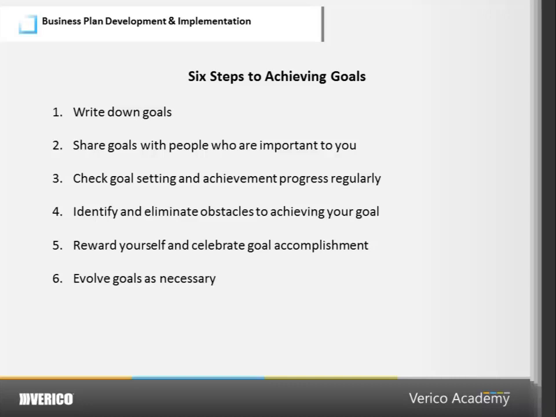You need to reward yourself and celebrate your goal accomplishments because that motivates you to continue on. And evolve your goals as necessary, which is very similar to number 3 in that as you're checking your goal setting and achievement progress, you might need to evolve the goal or change the goal dependent upon what you have done.